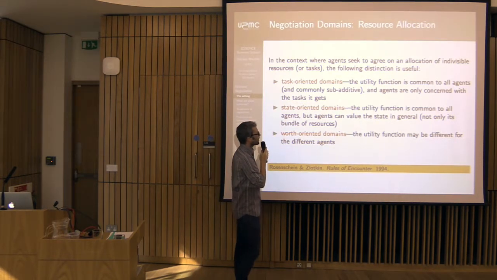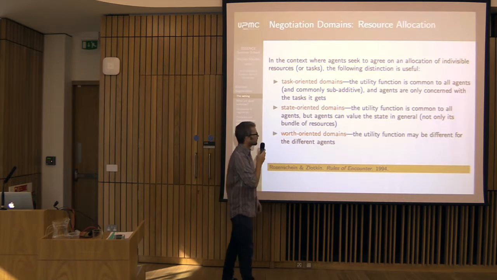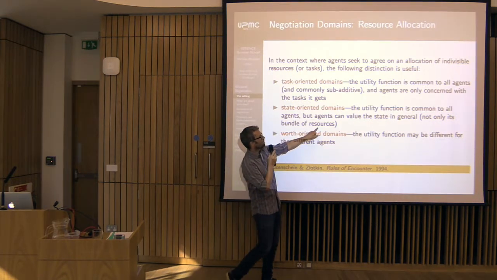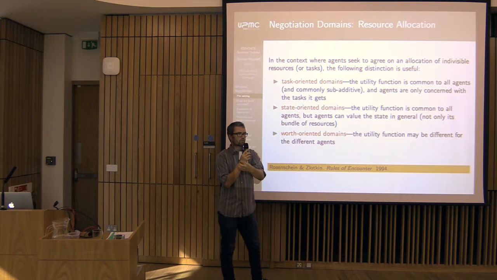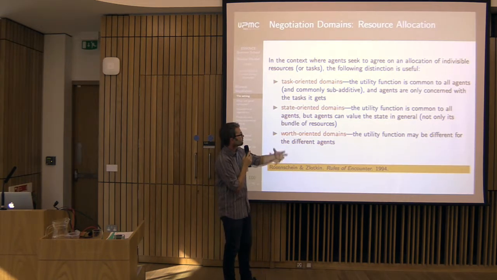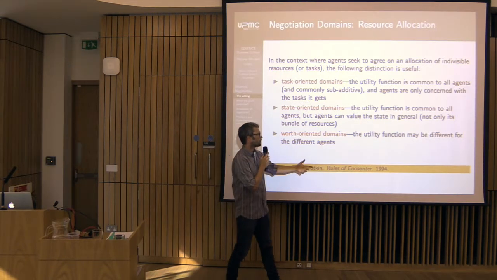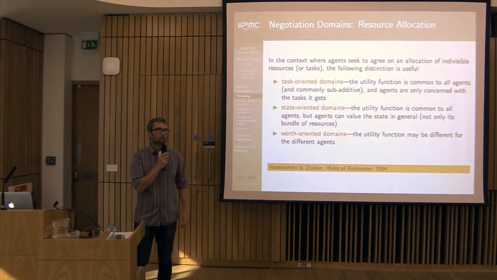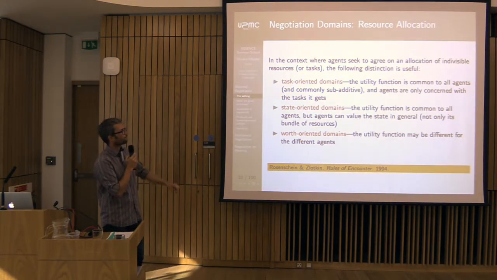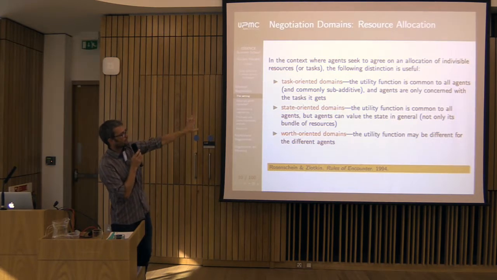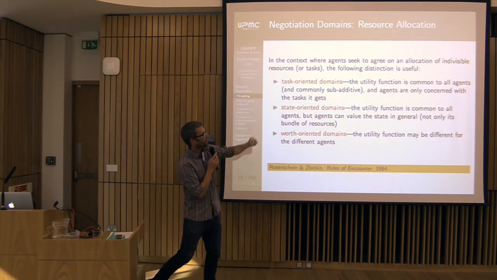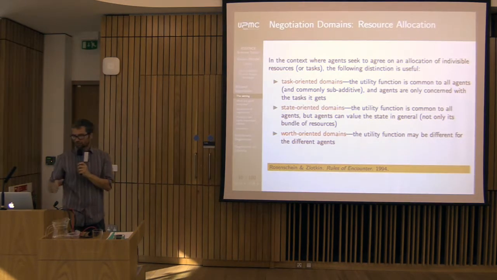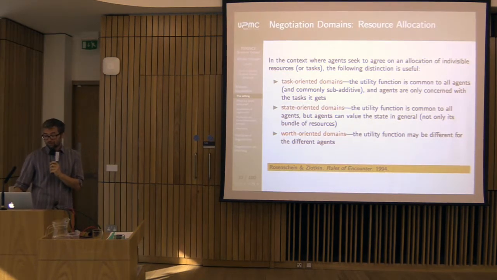In the state-oriented domain, the utility function is still common to all the agents, but the agents can value the state in general, not just the task that they have to do. So it's a bit more general than this. And in the worth-oriented domain, the utility function may be different for the different agents. So it's even more general than this. Okay? So in the first domain, you can make very strong assumptions on the utility function, and then in the worth-oriented domains, you cannot make many assumptions.